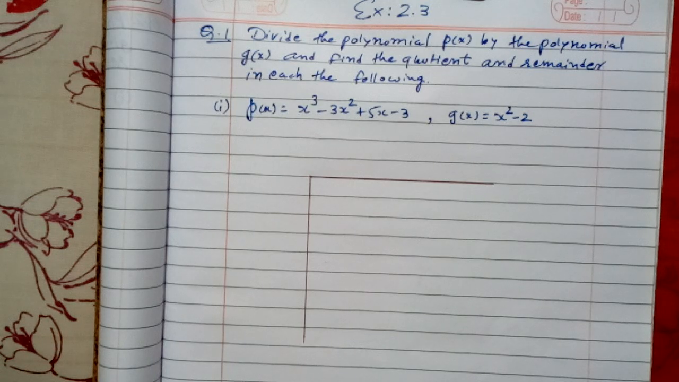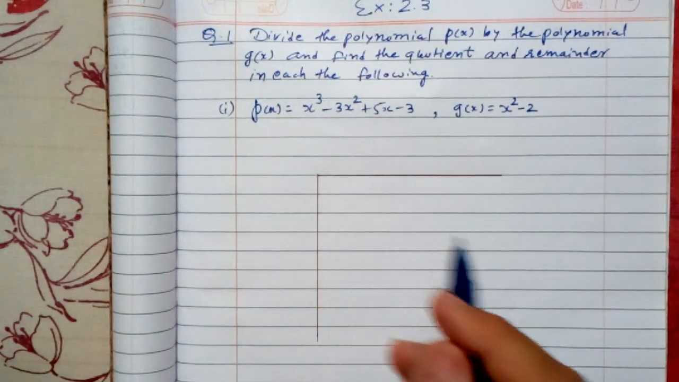Dear student, we start exercise 2.3. Question number 1. We are asked, divide the polynomial p of x by the polynomial g of x and find the quotient and remainder in each of the following. We are taking the first one. I will explain all the rules. You have to listen carefully and do practice. Question number 1, the first one.